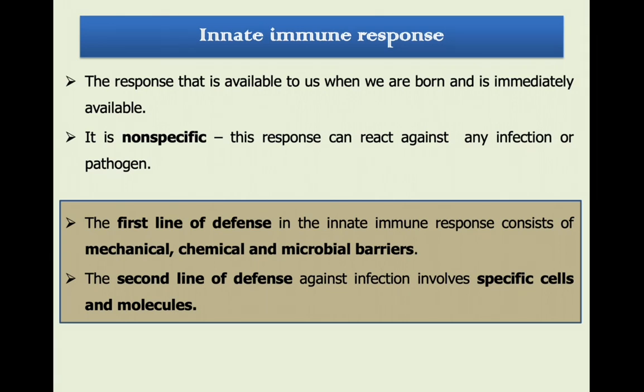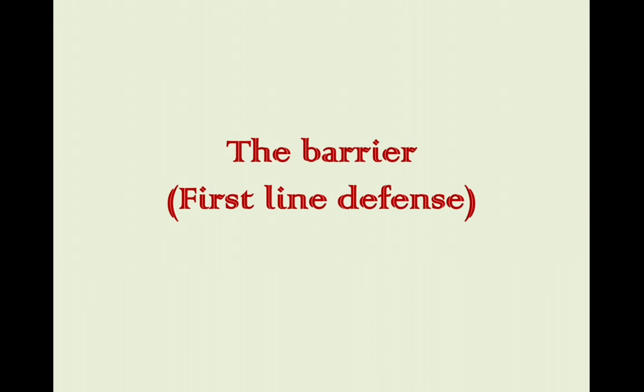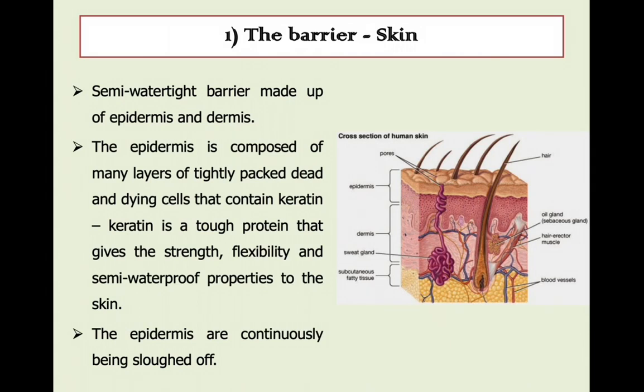Okay, it is also known as the first line of defense, which consists of mechanical or physical, chemical and microbial barriers, which I'm going to cover in today's lecture. And the second line of defense is adaptive and involves very specific cells and molecules, antibodies, the B cells and T cells. Okay, the first line defense, the barriers, there are 7 barriers that I'm going to cover today.